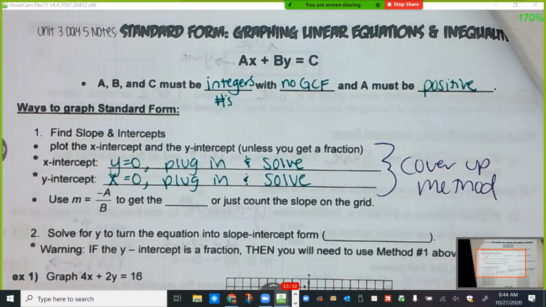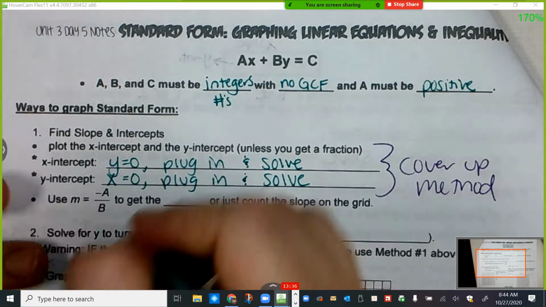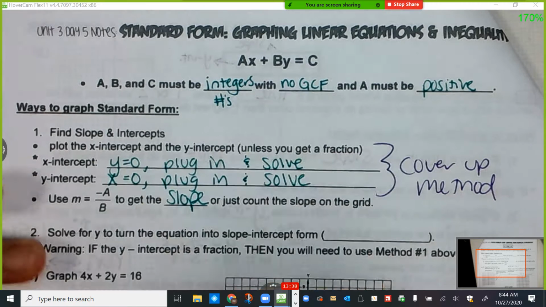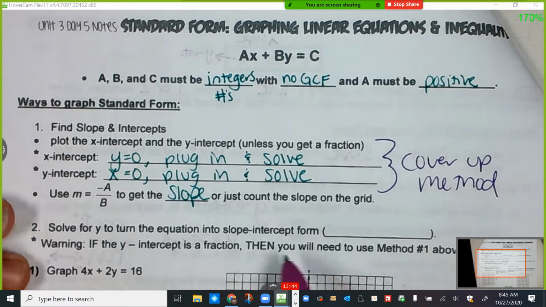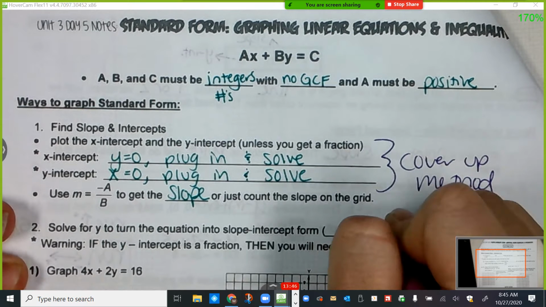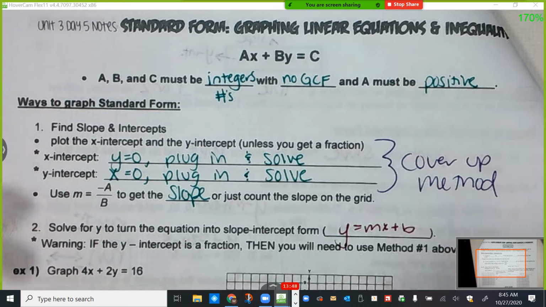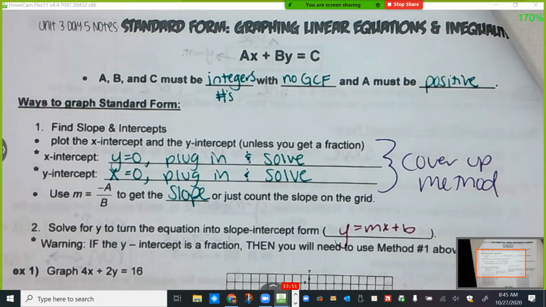Now you can also find your slope. It's negative a over b to get the slope. Now, we do tell you that if you wanted, you could solve for y and put it in y equals mx plus b form and do what we did on the front. So if that's more comfortable for you, you do you. Okay? Cover-up method, in my opinion, is easier and quicker.